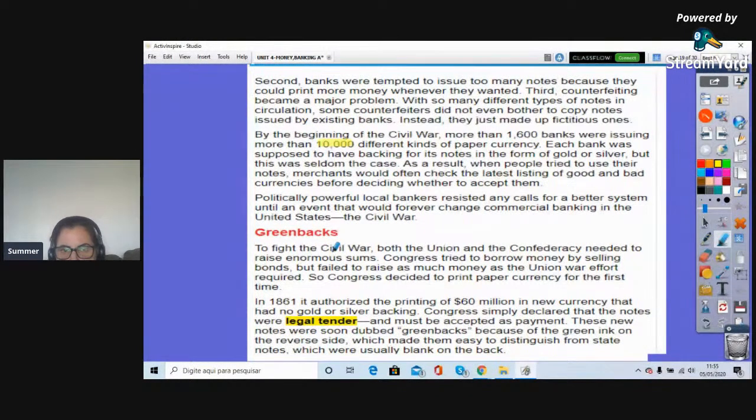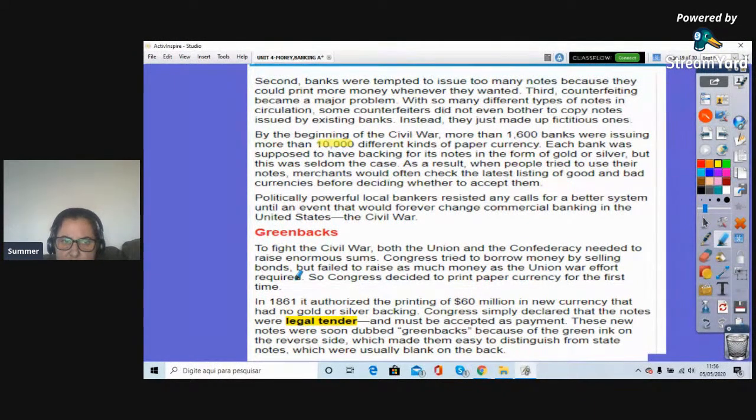To fight the Civil War, the Union and the Confederacy needed money, of course. So the Congress tried to borrow money by selling bonds, but they failed to raise as much money as the Union war effort required. The United States actually spent a lot of money on the Civil War. So what happened? The Congress decided to print paper currency for the first time ever.